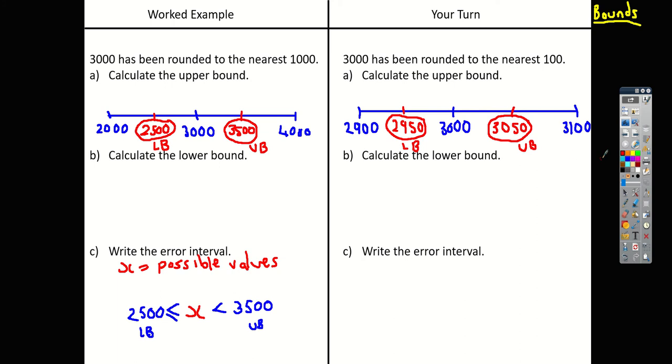And then the error interval, well, you put x in the middle, write down your inequalities to show that it's in between these two values. It's less than the upper bound at the top, 3,050. No line, because we're not allowed to be 3,050, but we are allowed to be equal to 2,950 at the bottom. And there's your error interval.